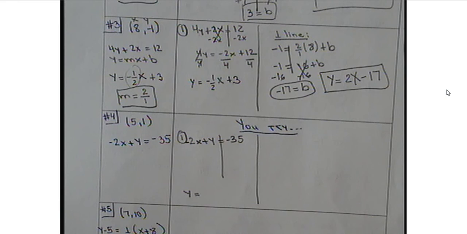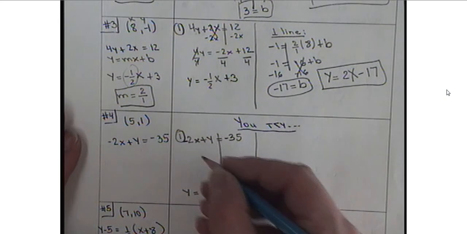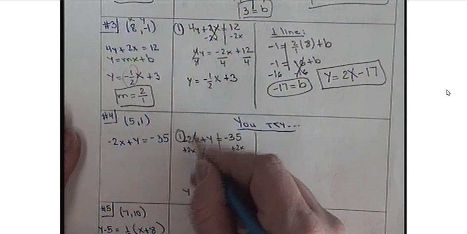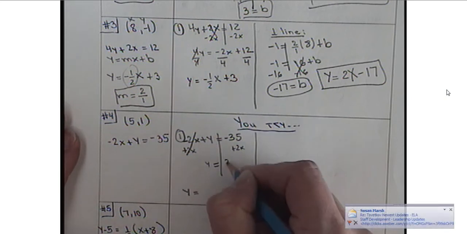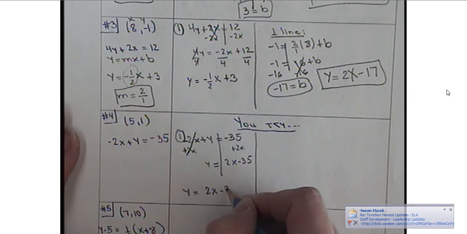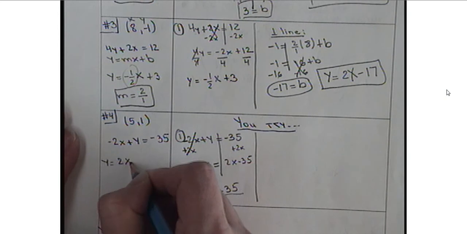Okay, thank you for coming back. Let's calculate that together, or at least check your answers with me. Plus 2x, plus 2x cancel, so y is equal to 2x minus 35. So 2x minus 35 is the equation. y equals 2x minus 35.